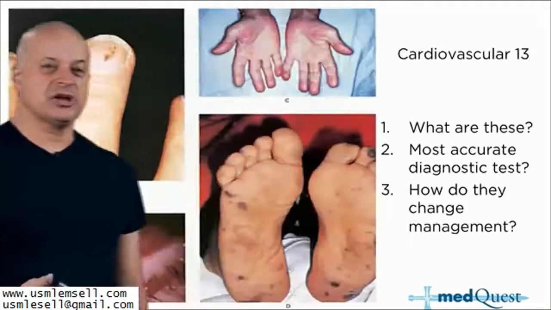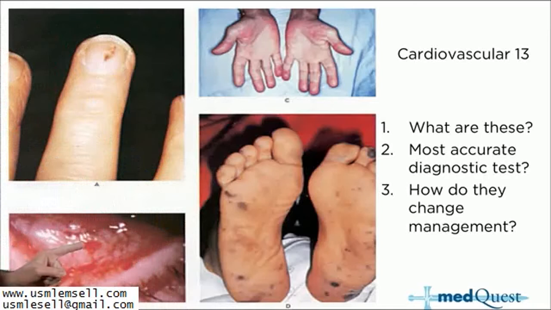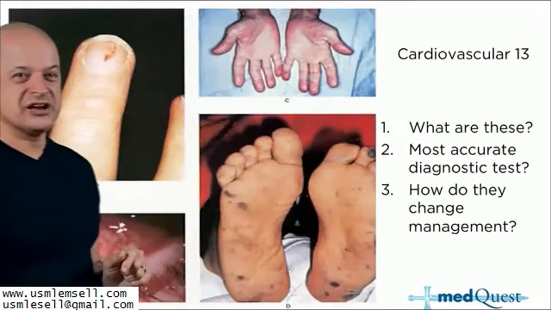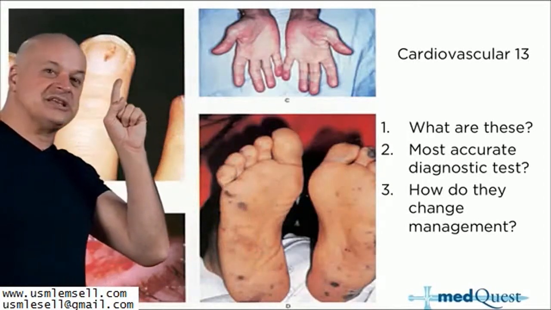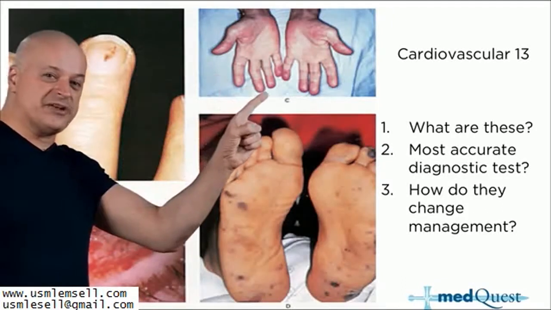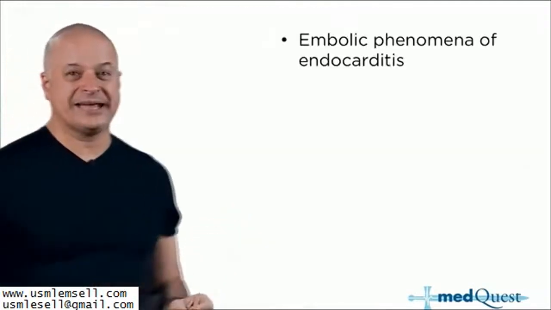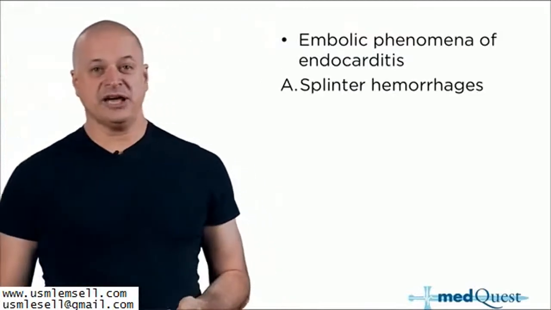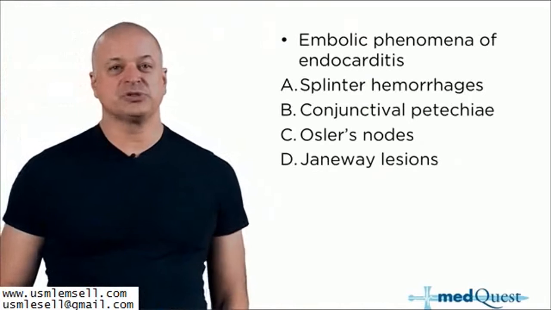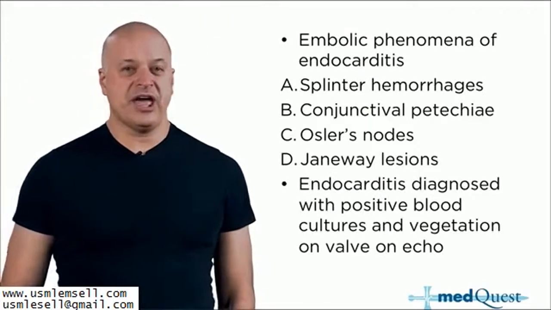So since Roth spots are in the retina, those things that look like subconjunctival hemorrhages, you know what they are called? They're called subconjunctival hemorrhages. And all of these are findings of endocarditis. Splinter hemorrhages in the fingernails, Osler's nodes raised and painful, Janeway lesions flat and painless, and these are the embolic findings of endocarditis. It looks like a multiple choice question, but the answer is all of them.